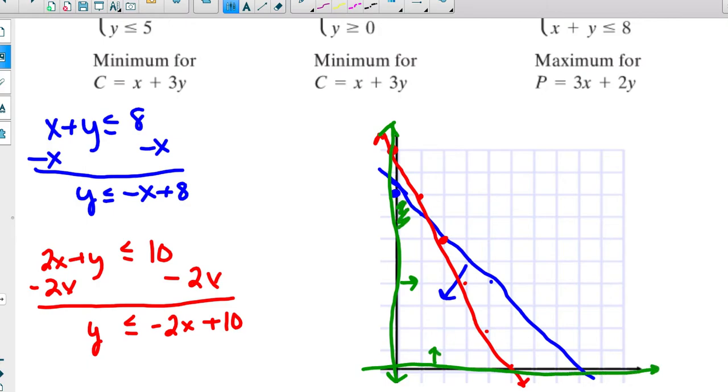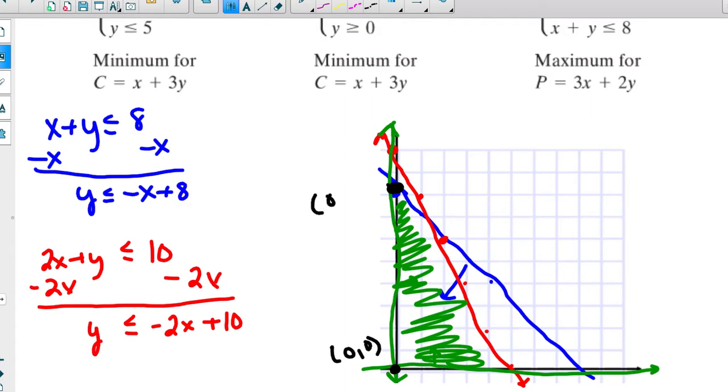So your solution region, feasible region, is right here, leaving us with points 0, 0, 0, 8. This point is at 2, 1, 2, 3, 4, 5, 6. And then this point down here, which is 1, 2, 3, 4, 5, 0.